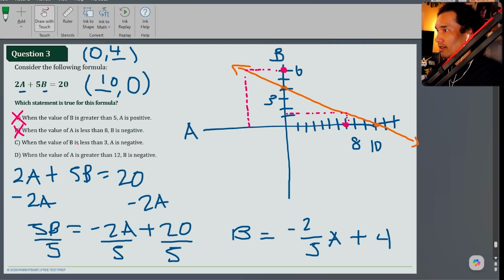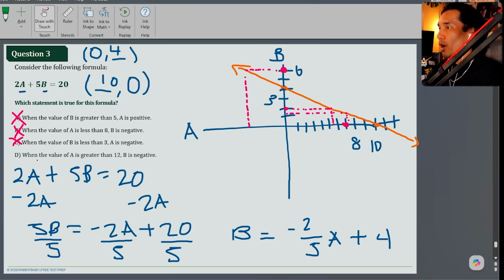The answer choice says less than 3, so I will choose 2. And then A is supposedly negative. So I'm going to walk my tightrope, touch the line, go down to the corresponding point, and it is in fact positive, not negative. So C is incorrect.